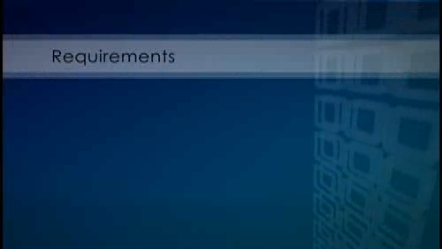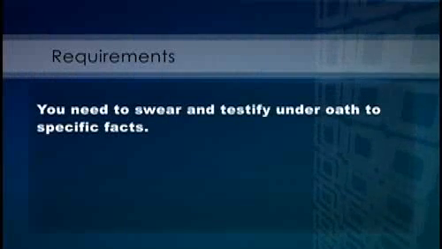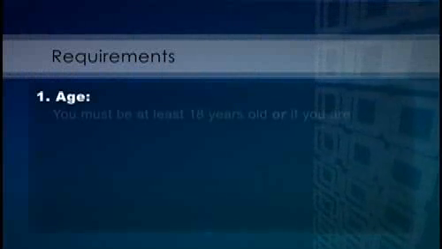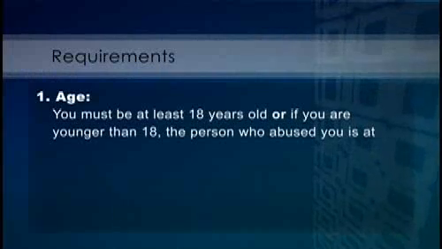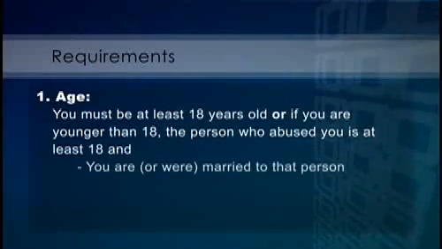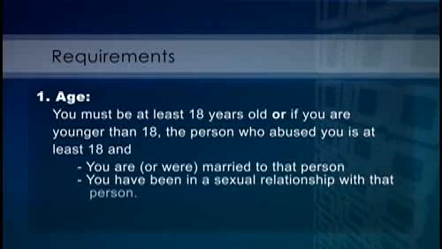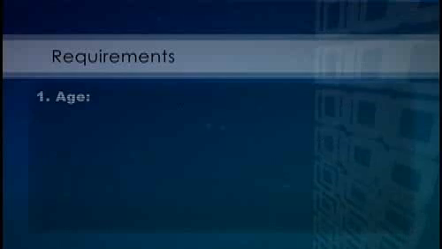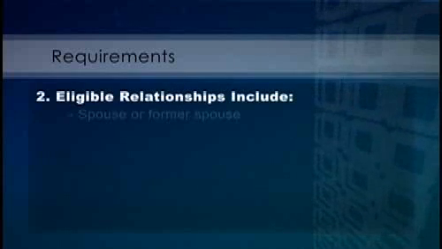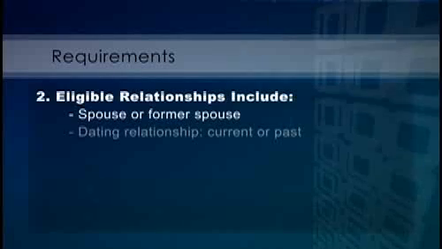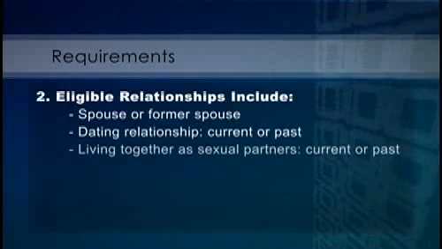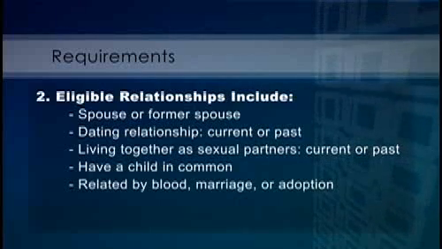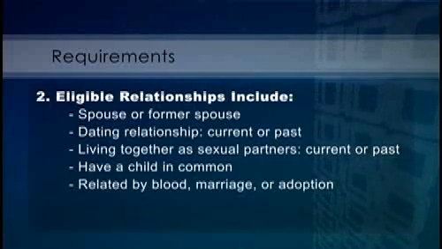Following are the requirements for getting a restraining order. You need to swear and testify under oath to specific facts. Your age: you must be at least 18 years old, or if you're younger than 18, the person who abused you is at least 18, and you are or were married to that person, or you've been in a sexual relationship with that person. Eligible relationships include a spouse or former spouse, a dating relationship, current or past, living together as sexual partners, current or past, have a child in common, or related by blood, marriage, or adoption.